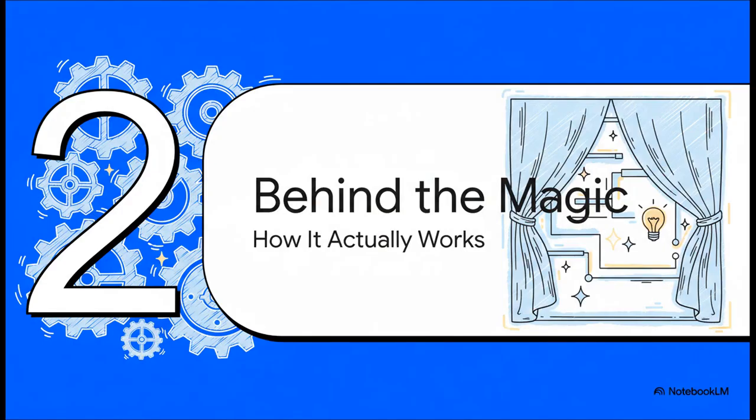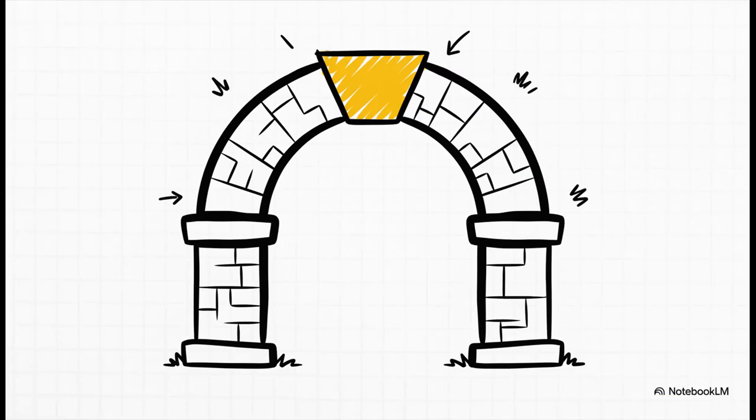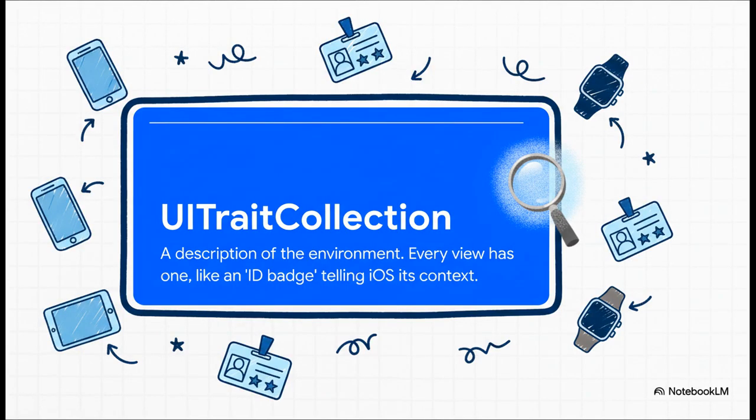Okay, this all sounds pretty great in theory, but how does the system actually pull it off? How does it know what to do? Let's peek under the hood and see what's going on behind this so-called magic. The entire system, the whole shebang, is built on this one fundamental concept called trait collections. This is the cornerstone. It's how your app understands where it is and what it should look like. So a UI trait collection is, in essence, a bundle of information that describes your UI's current environment. The best way to think about it is like an ID badge that every single view in your app wears. And this little badge tells iOS everything it needs to know about its context.